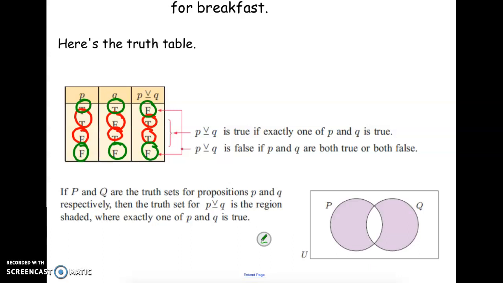So here's what it would look like as a Venn diagram. If P and Q are sets for proposition P and Q, then we're looking where one of P or Q. We're not looking for the overlap. We either want this one to be true or that one to be true, not both of them.